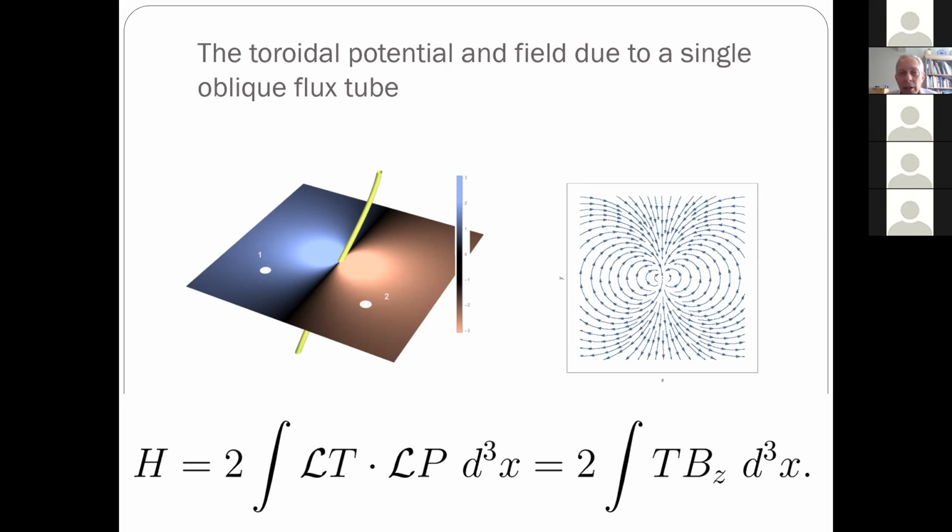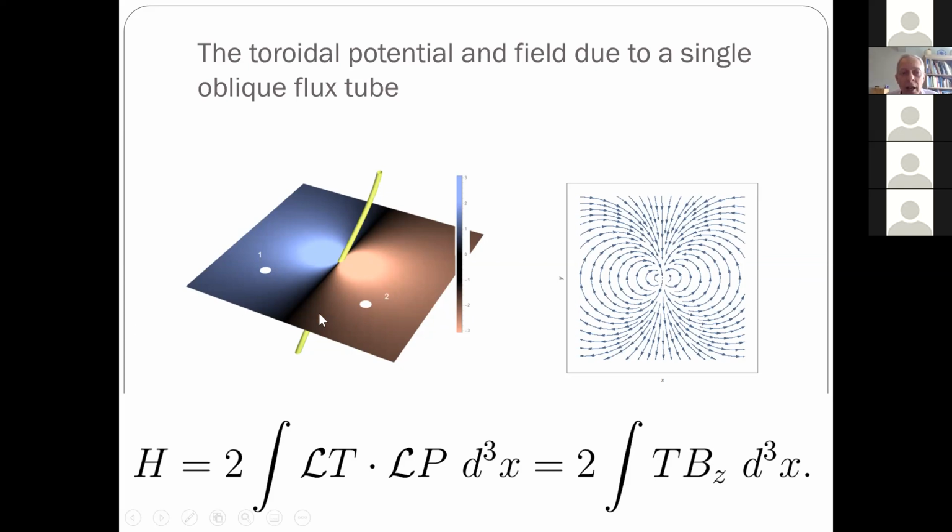And what's happening here? If you have a single flux tube that's at an oblique angle, it's twisting around point 1 in an anti-clockwise sense, and it's twisting about point 2 in a clockwise sense. So you can get positive or negative toroidal potentials due to that.